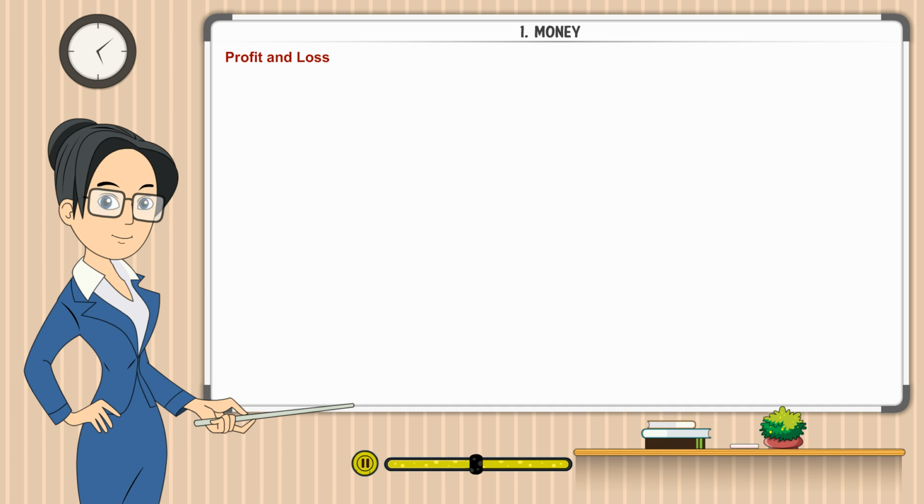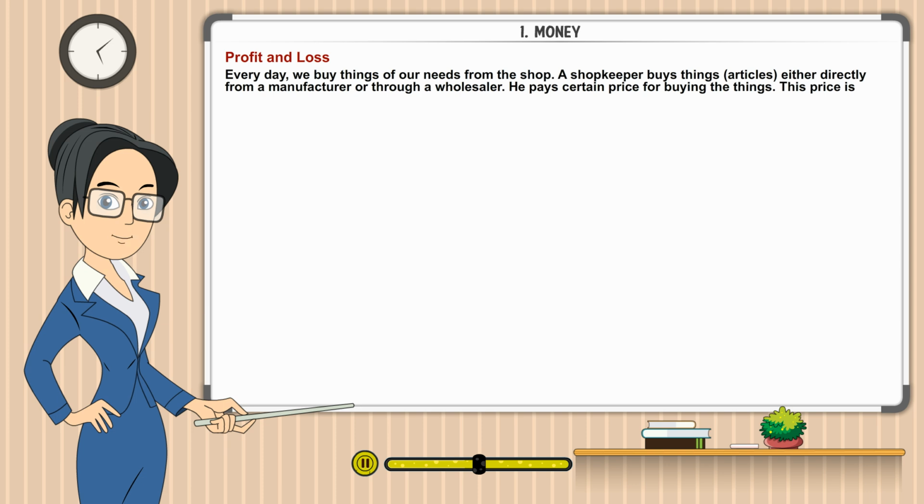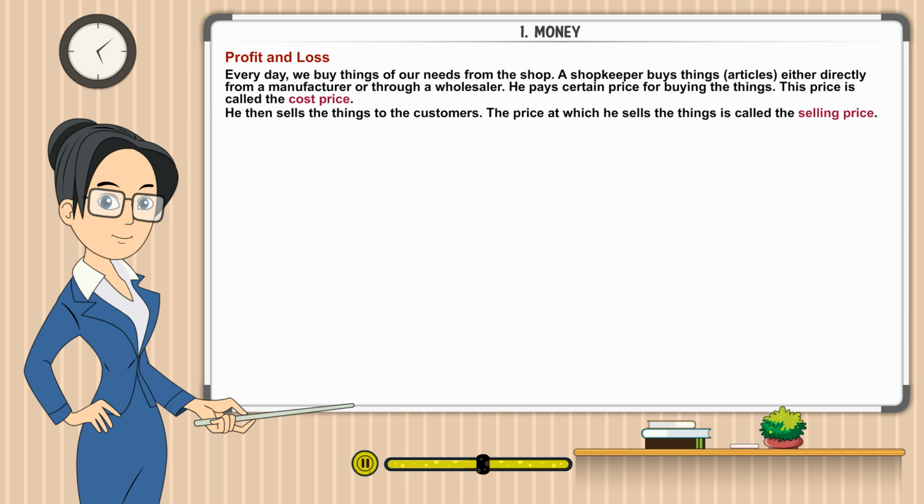Profit and loss. Every day we buy things of our needs from the shop. A shopkeeper buys things, articles, either directly from a manufacturer or through a wholesaler. He pays certain price for buying the things. This price is called the cost price. He then sells the things to the customers. The price at which he sells the things is called the selling price.